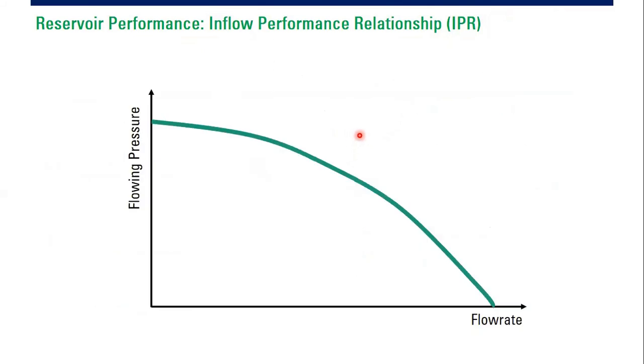So this is the curve that will show the performance of our reservoir. We start from high pressure, which is actually the reservoir pressure, and go down until it reaches the highest flow rate with the lowest flowing pressure.